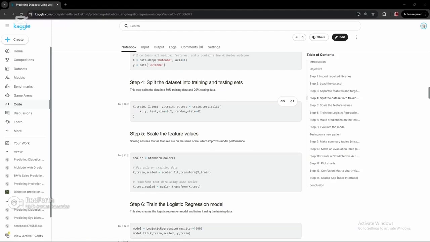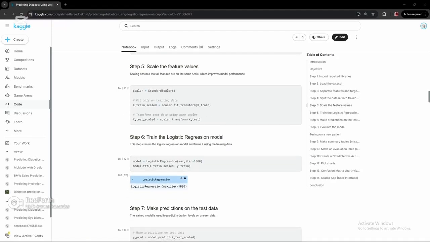Since logistic regression is sensitive to feature scale, I applied StandardScaler. The scaler was fitted only on the training data and then applied to both training and test sets. This avoids data leakage and ensures that all features contribute equally to the model.